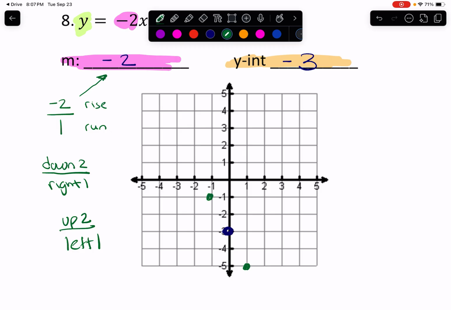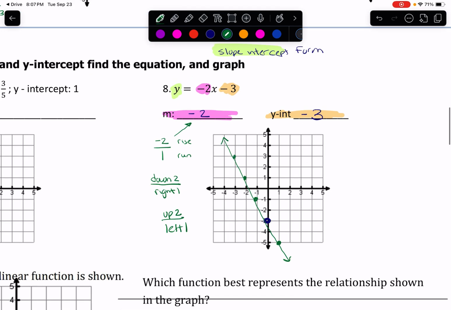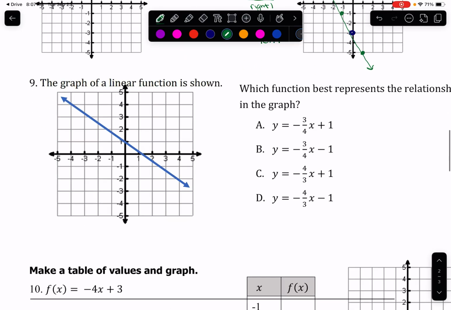So let's go up 2 and left 1. You can continue the line this way. Up 2 and left 1. And we are going to connect the dots. All right, here we go. Let's see what we've got.